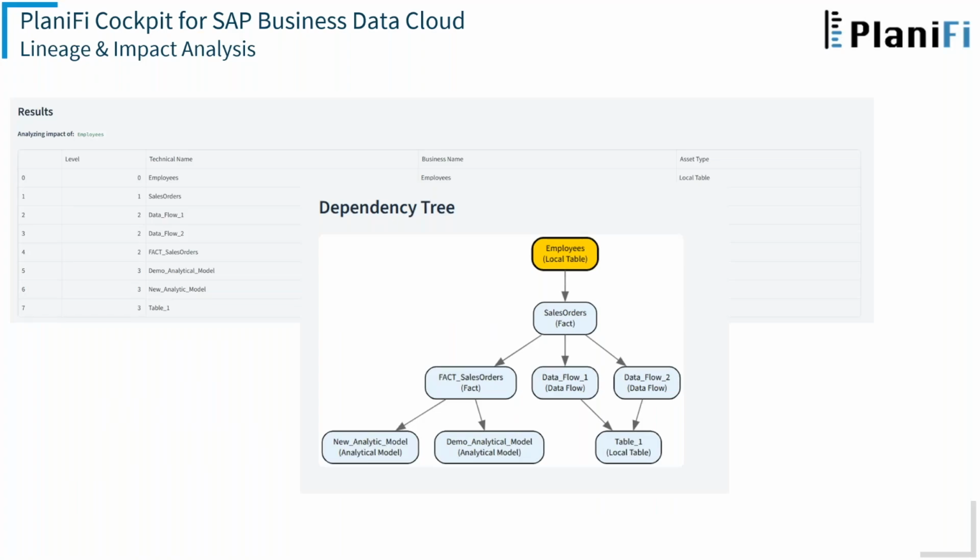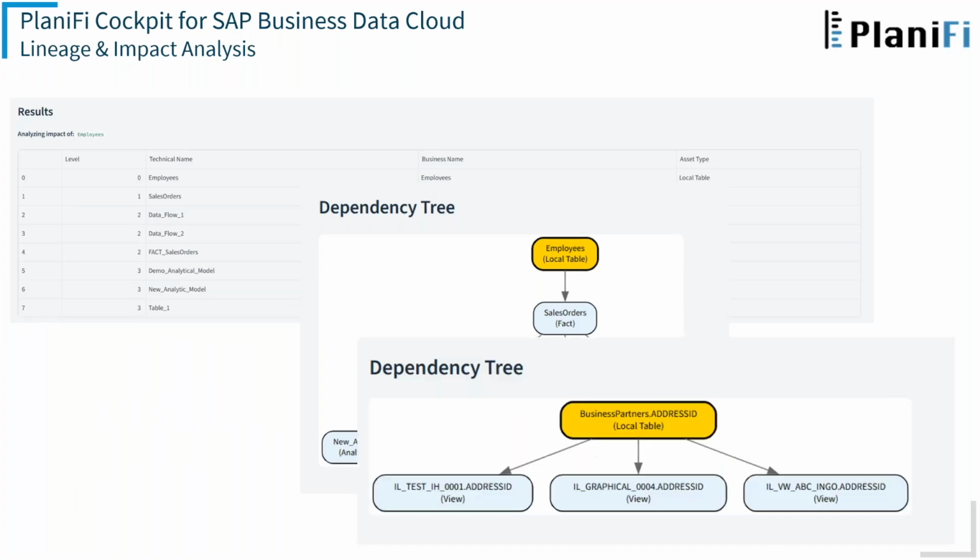In this case, it shows the dependencies from a local table. And if you're going down to field level, it will show you where the column that you selected, in this case from a local table, is being used.